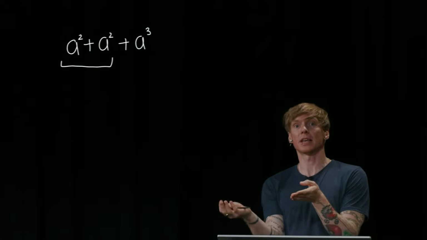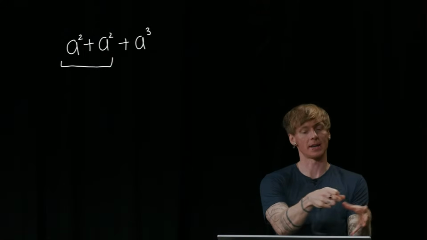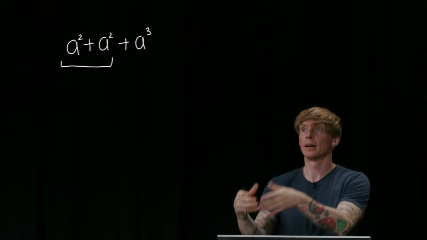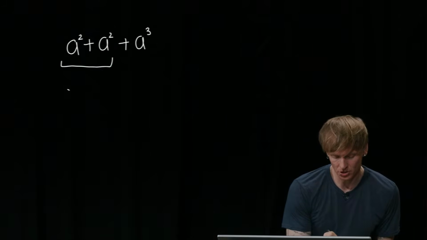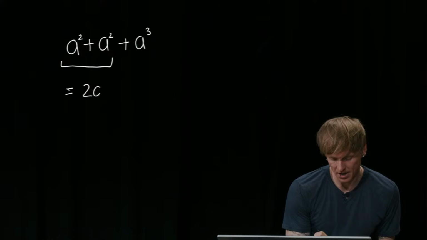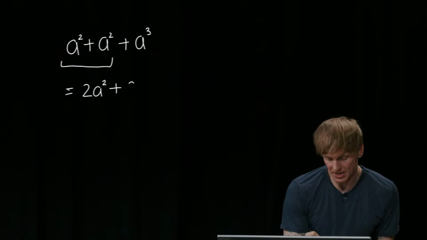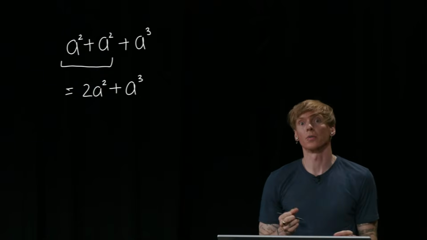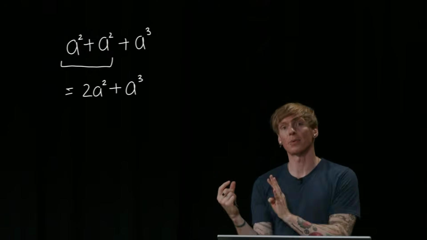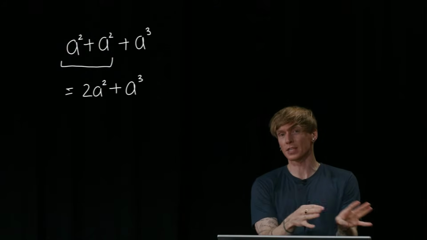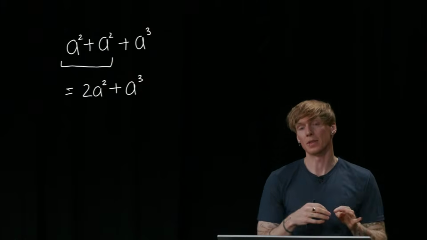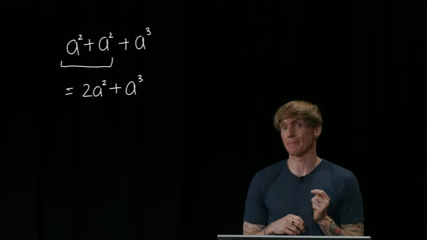So a squared plus a squared. I've got one lot of a squared. I have another lot of a squared. I've got 2 lots of that thing. So I'm going to get 2 lots of a squared, and I have to leave the a cubed alone. Right? I cannot add that in. That's a separate, different term to the first one. So that's the only simplification we can actually make with this particular example.